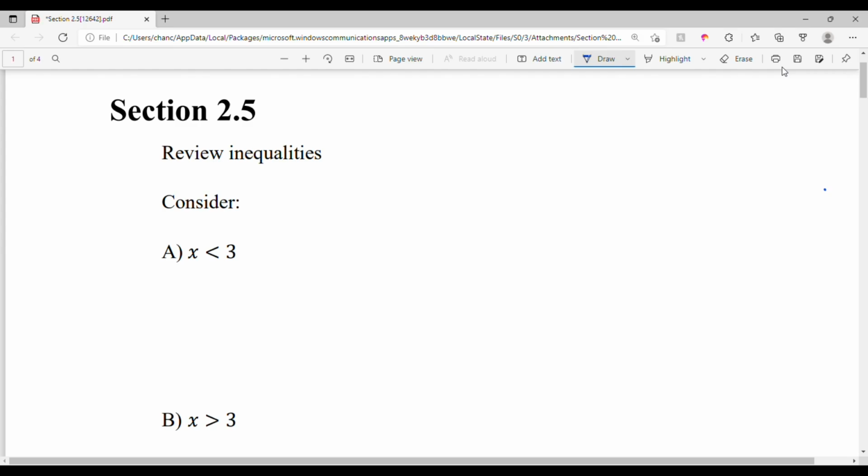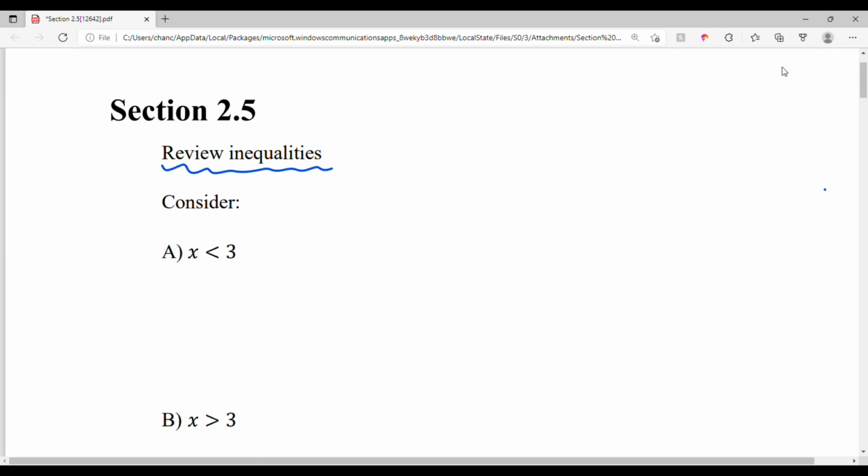In section 2.5, we'll review inequalities, how to graph them, how to solve them, and to state our solution in interval notation. Part A, the first inequality is x is less than 3. And to graph this, I need to draw my number line.